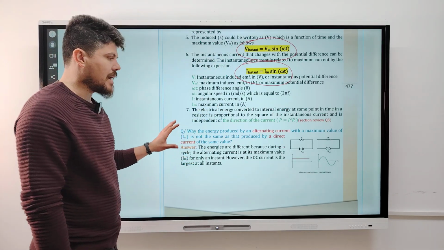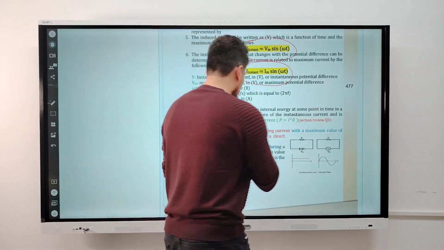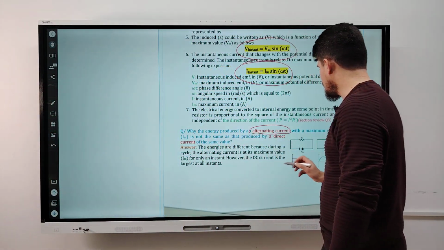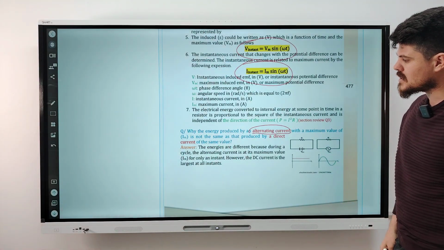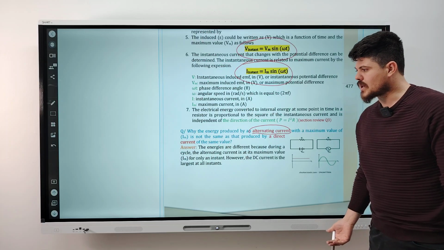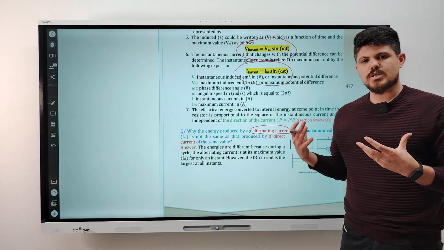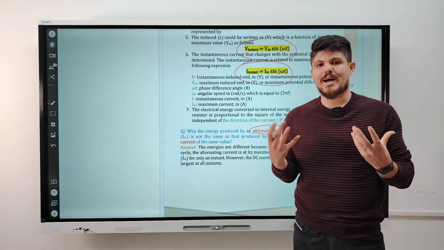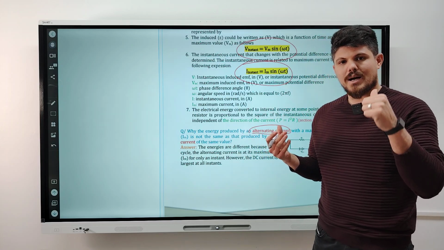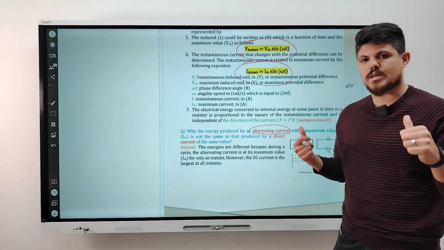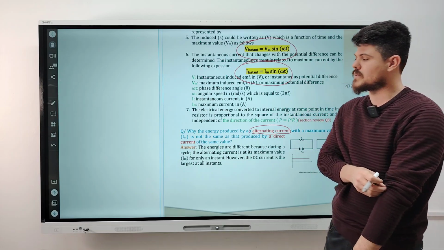We have a question here. Why is the energy produced by alternating current with a maximum value not the same as that produced by direct current? The question is like this: which one has more power dissipation, 10 ampere maximum of AC current or 10 ampere maximum of DC current? Absolutely the 10 ampere of DC current.